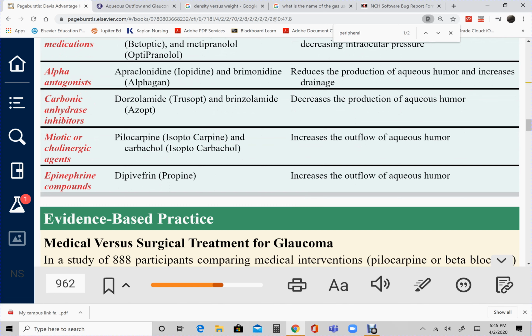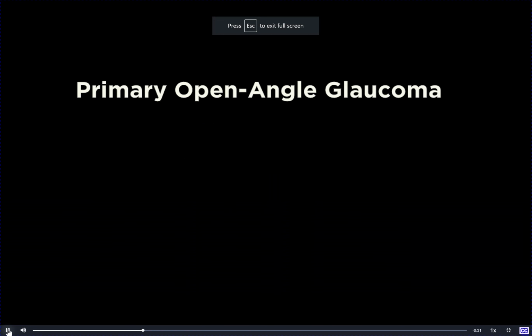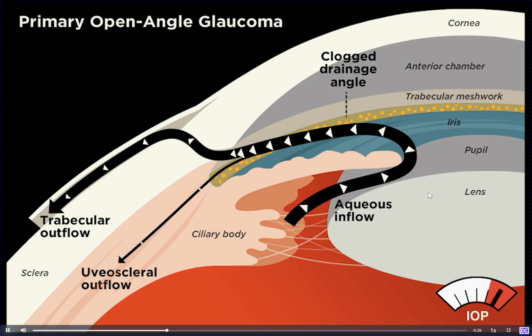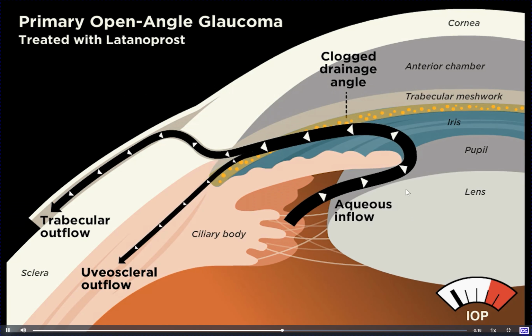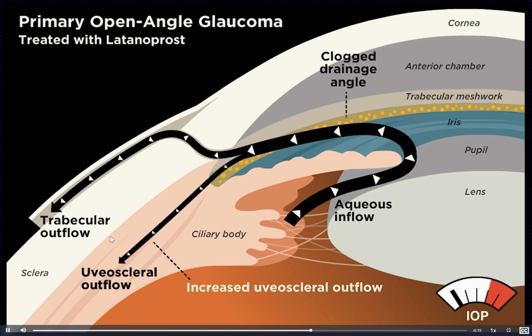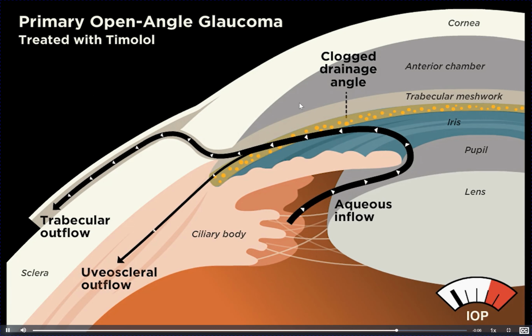Miotics are pupil constrictors. If you look here, I'll show you the video again. How do these drugs work? If you constrict the pupil, then that will increase the diameter of the outflow of aqueous humor. Again, latanoprost is a prostaglandin type drug, so that will also cause vasodilation. And the same for timolol, which is your beta blocker.